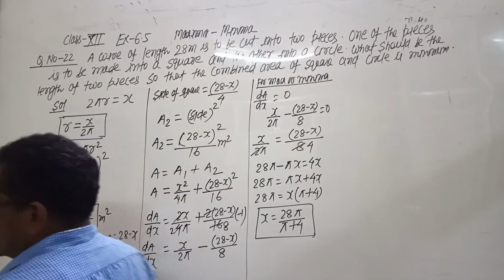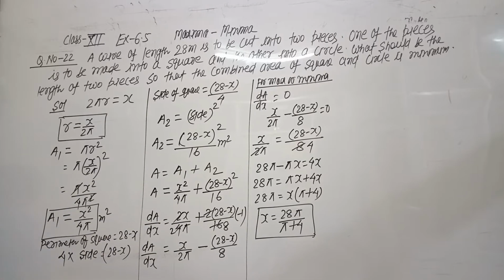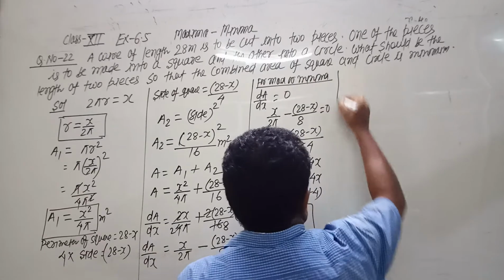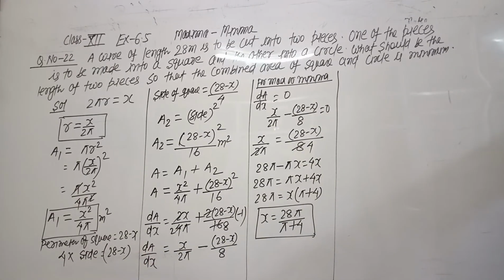So we obtain the value of x comes to be 28π upon π plus 4. Now we have to show that the combined area is minimum. So we must differentiate again. We will have to find the double derivative.